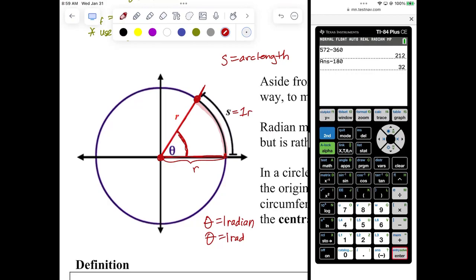Now, the question is, if we continue doing this, if we continue wrapping the length of the radius around the circumference, okay, this is another length of the radius. This is another length of the radius, one radius length. This angle here is 2 rads. If we draw this arc right here, we'll call that alpha. Alpha is equal to 2 radians.